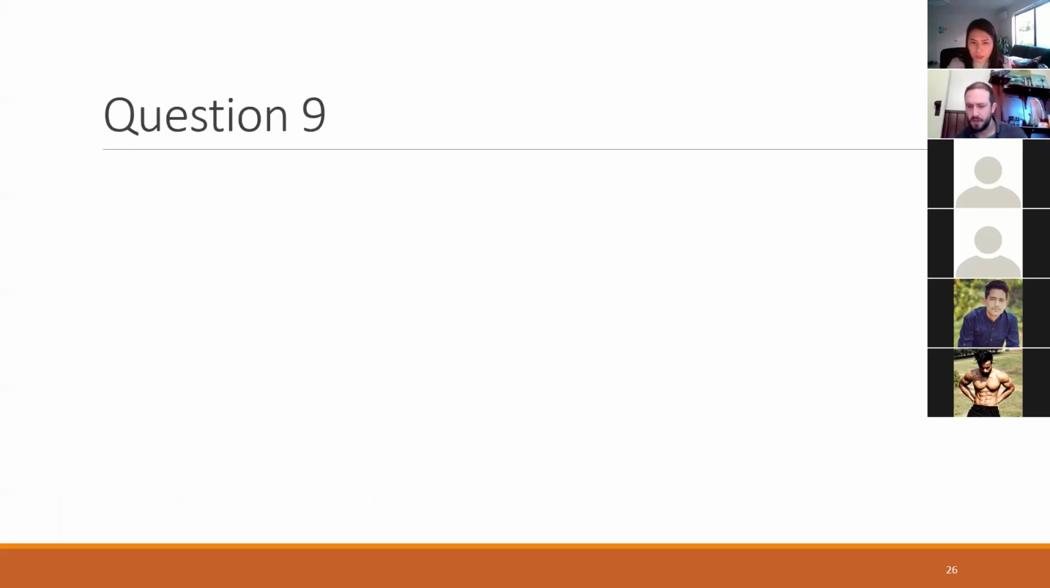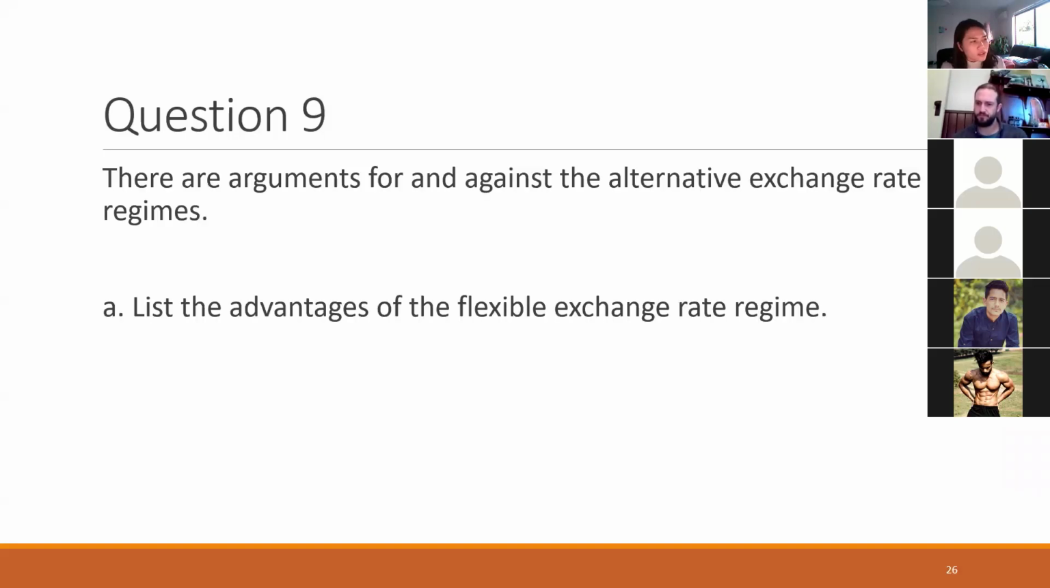Final question for chapter two. In question nine, we are comparing the floating exchange rate and the fixed exchange rate. There are arguments for and against the alternative exchange rate regimes. In particular, we're talking about the flexible versus the fixed exchange rate regimes. So question A, list the advantages of the flexible exchange rate regime.